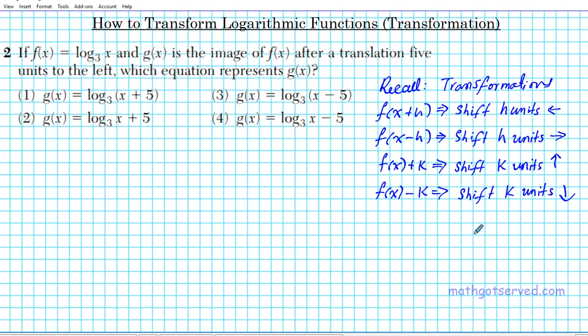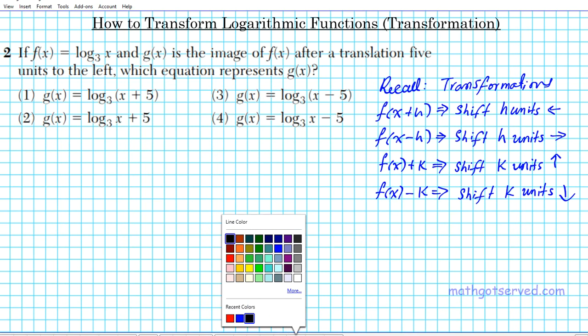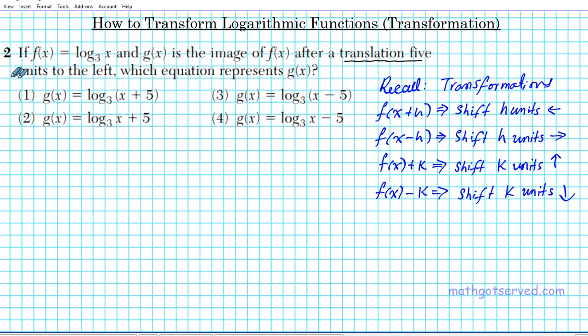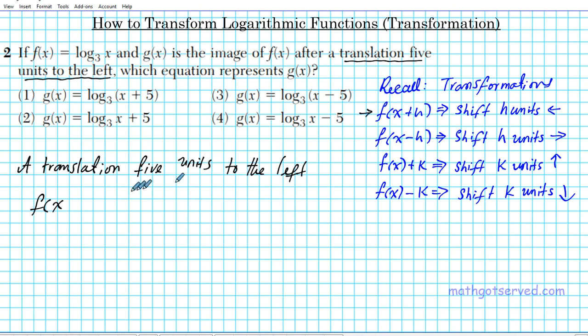Alrighty. Now, what do we have in this particular case? We have a translation 5 units to the left. So let's transform that into mathematical format. A translation 5 units to the left is going to have what impact on the function? It's going to be f of, now since we're moving in the horizontal direction, we're going to group it with the x. So which one is to the left? This one right here, right? A translation 5 units to the left is the function composed with x plus 5.